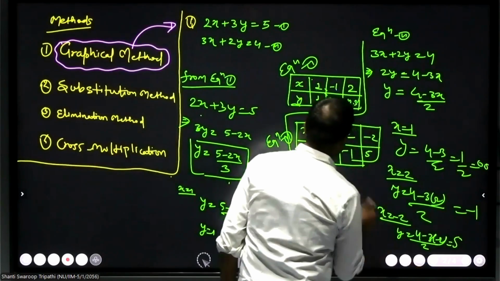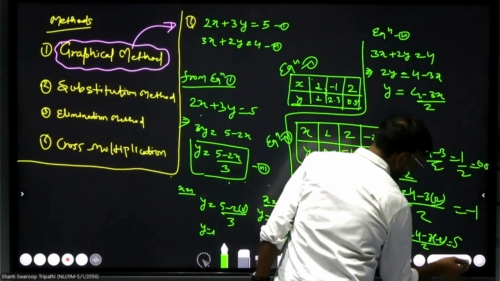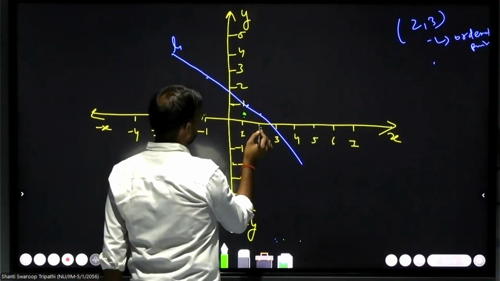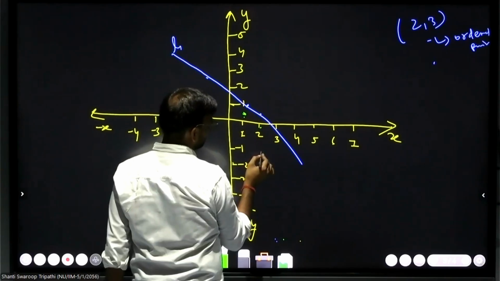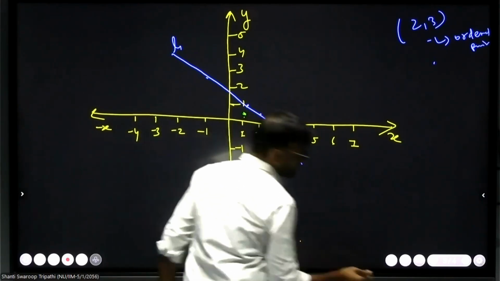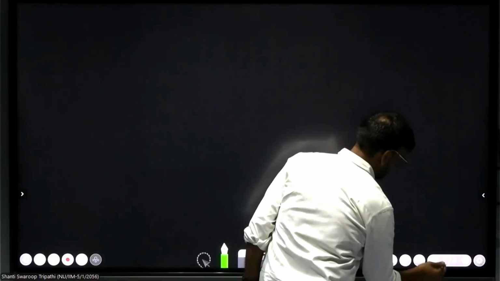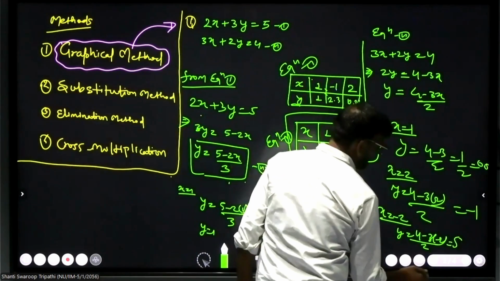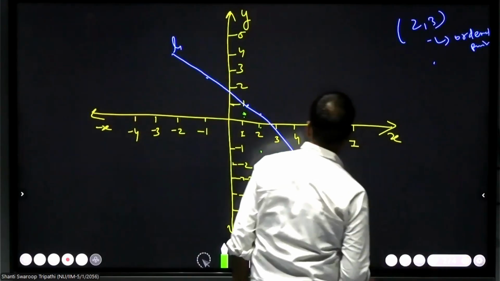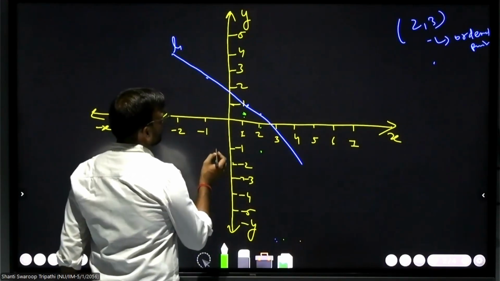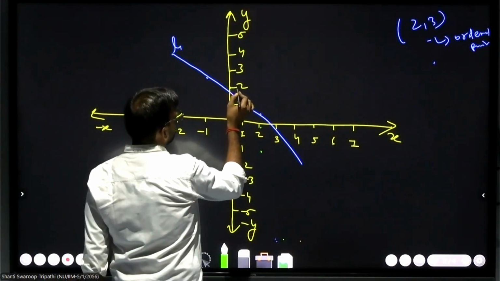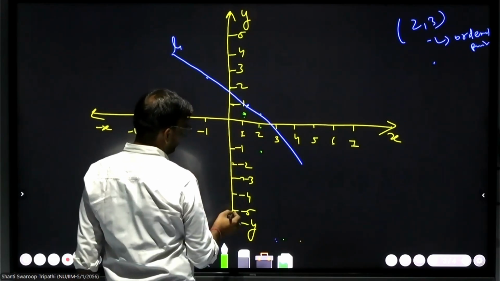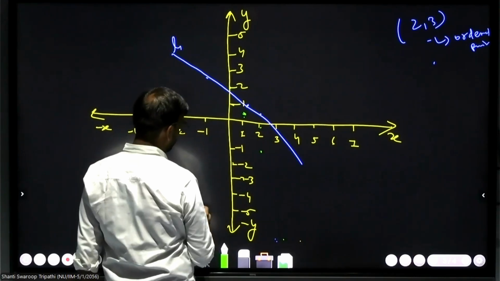What is the second? 2 and minus 1, and minus 2, 5. This is 2 and minus 1. This is your second line. And what is the third one? It is minus 2, 5. So where is minus 2? This is minus 2, and this is the 5.